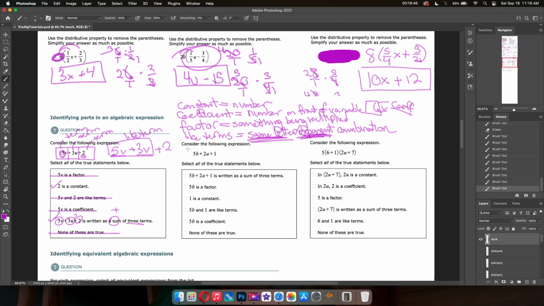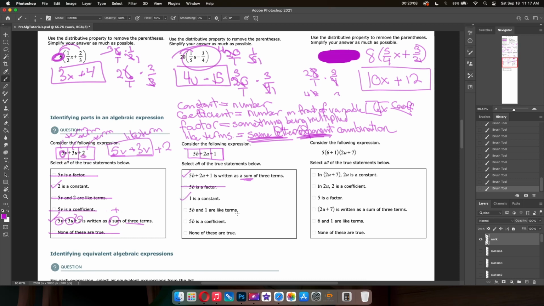Now, again, next box, we're going to break it down. You'll notice that there's 1, 2, three terms here, the 5b, the 2a, and the 1. 5b plus 2a plus 1 is written as the sum of three terms. Yes. 5b is a factor. Nope, because it's not being multiplied. 1 is a constant. Yup, because that's a number.